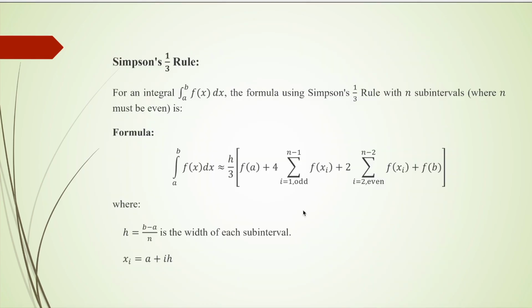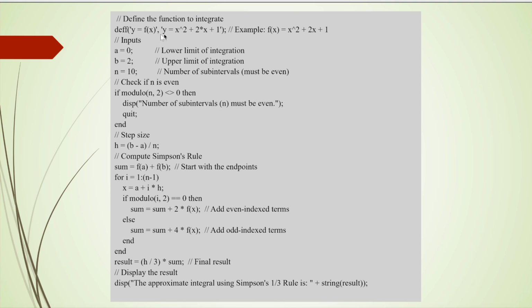Next, there is another method, Simpson's 1/3 rule. For the integral, we can also integrate from a to b by using Simpson's rule for n sub-intervals. This is the formula for Simpson's 1/3 rule, which is different from the trapezoidal rule. By improving the formula, we can get a more accurate result in Simpson's 1/3 rule. And this is the program for Simpson's 1/3 rule.